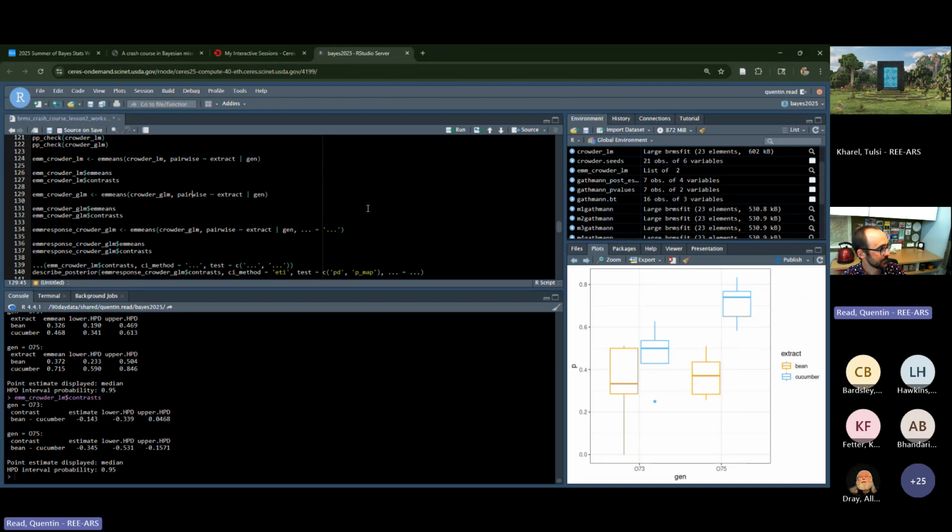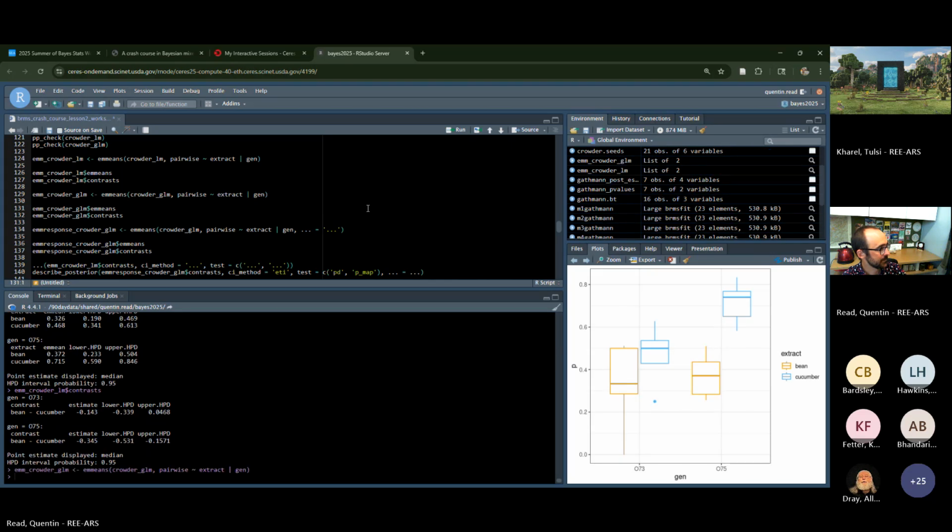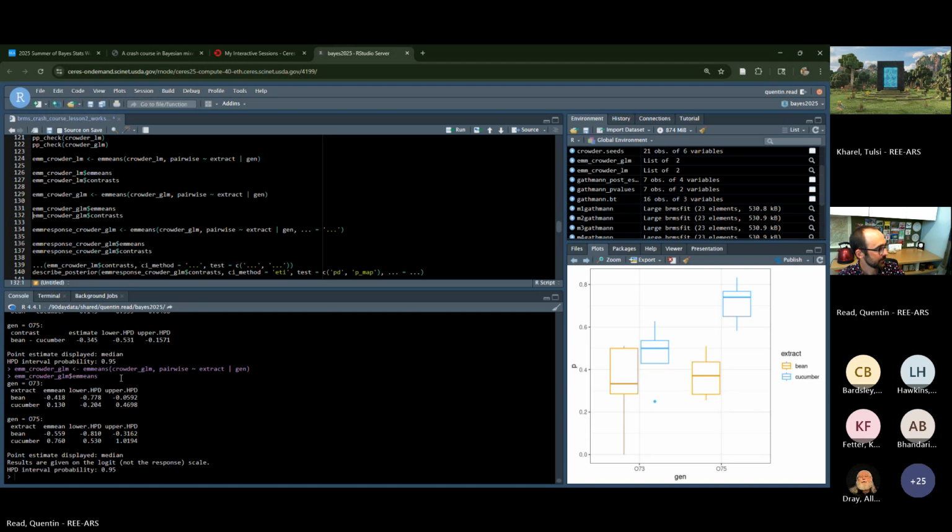So we're going to do the same contrasts, except now for the generalized linear model. Still extract by genotype, but now we're using the GLM instead of just the linear model. Control Enter. Then we'll look at the means that the model predicted, the generalized linear model. You can see that some are negative and some are positive. That's because these are on the logit scale, and the contrasts are as well.